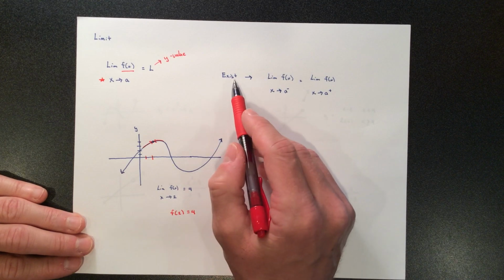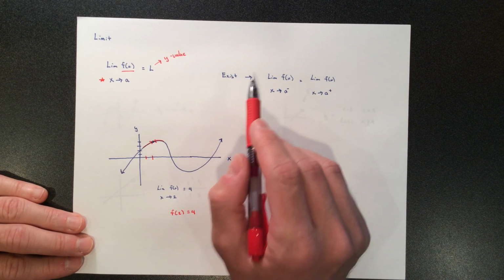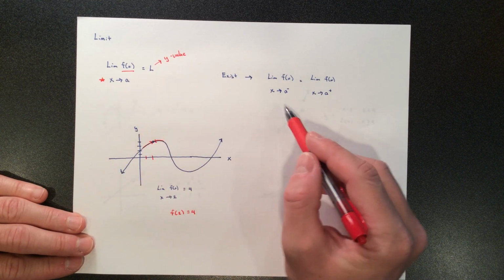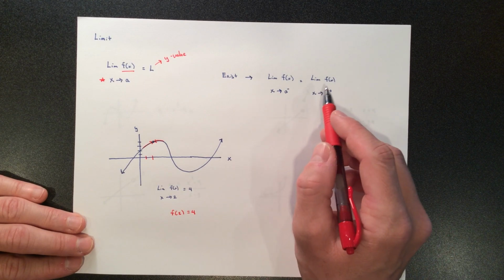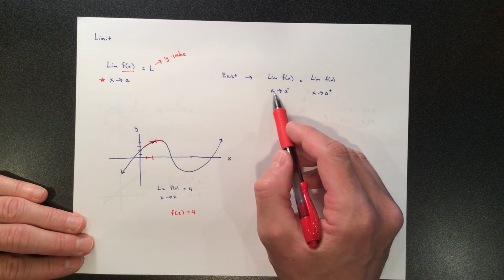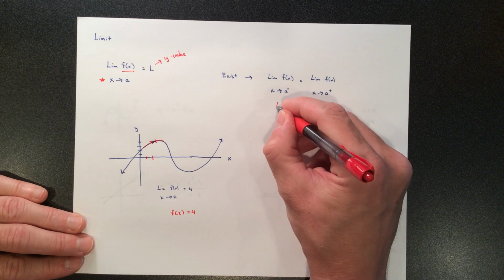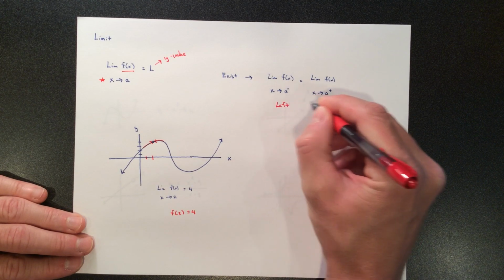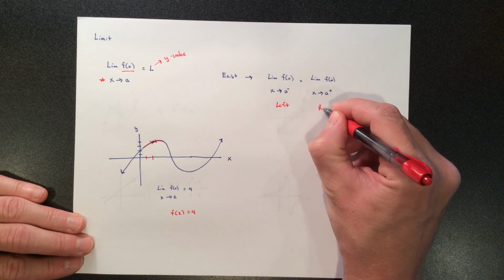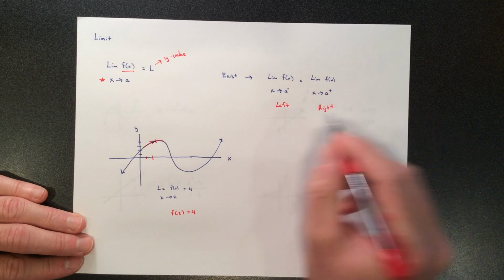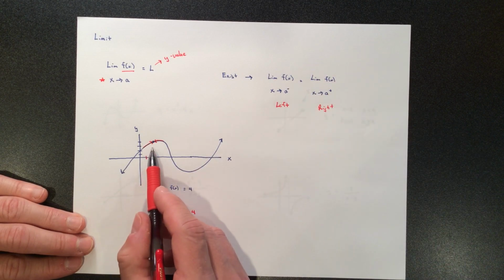Okay, so what does it mean for a limit to exist? What does it mean for a function to have a limit at a specific x value? Well, what we're saying is the limit of the function as x approaches a minus. All that's saying is you're looking at the left. And this a plus is you're coming from your a value to the right. So our a value in this case would be 2.